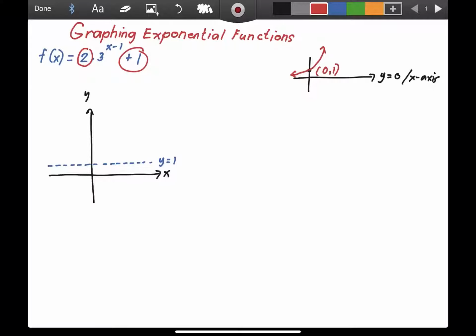What we can have is a y-intercept. To find the y-intercept, we let x be equal to 0. So we have y equals 2 times 3 to the 0 minus 1, plus 1. This is 2 times 3 to the negative 1 plus 1, so 2 times 1/3 plus 1, which is 2/3 plus 1, equal to 5/3. That's our y-intercept. Since we're just sketching, this is your y-intercept, (0, 5/3).